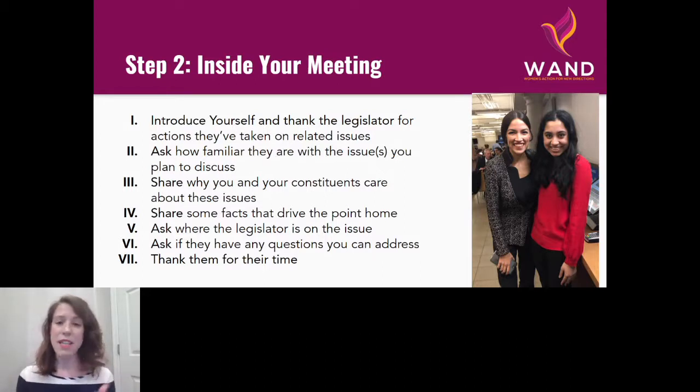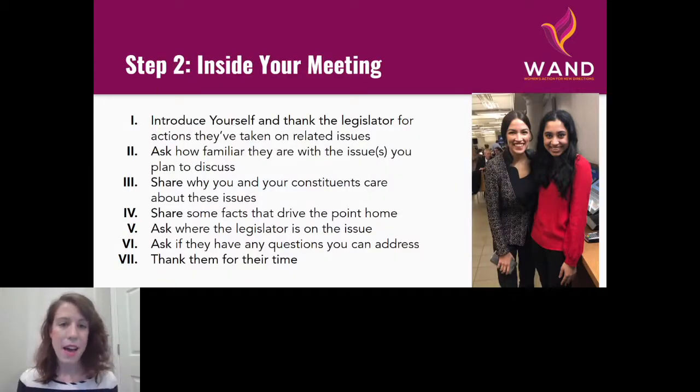And then you'll want to thank the legislator for actions that they've taken on related issues. So you can bring in your research there as well. So if, for example, they voted in favor in the House NDAA of reeling in the 1033 program and taking military weapons off our streets, you can thank the staffer right then and there. And it's likely that that staffer advised the member on how to vote on that issue. And so it's really meaningful for them to get that thank you from you.